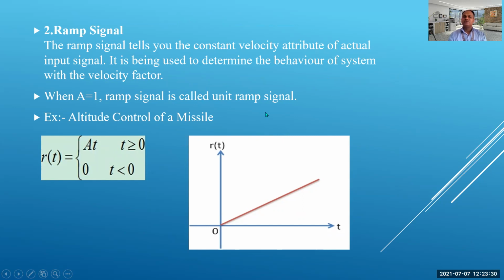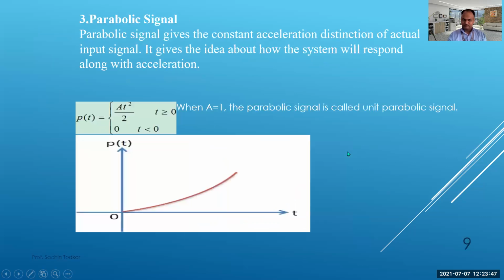An example is altitude control of a missile. If you want to control the altitude of a missile, it should be a function of time, and you'll get this type of graph in a ramp signal.